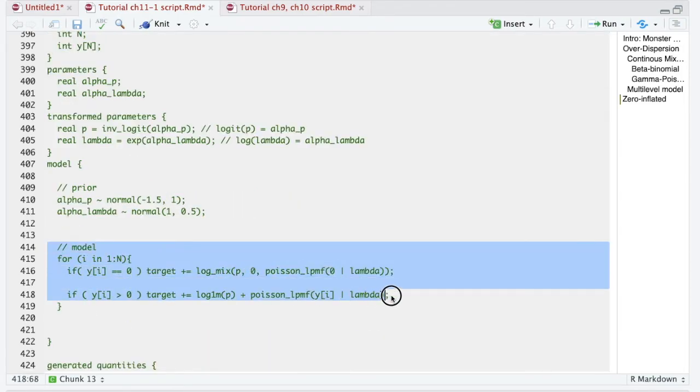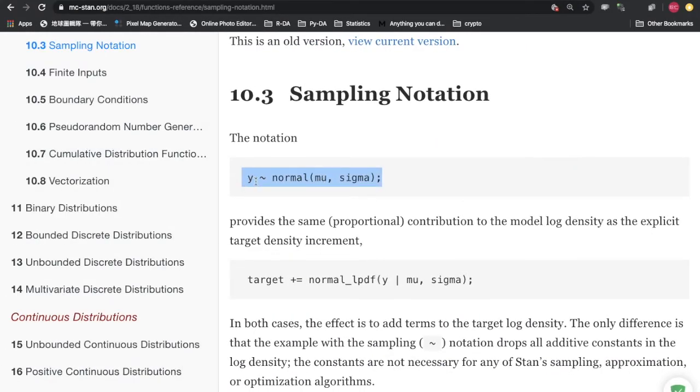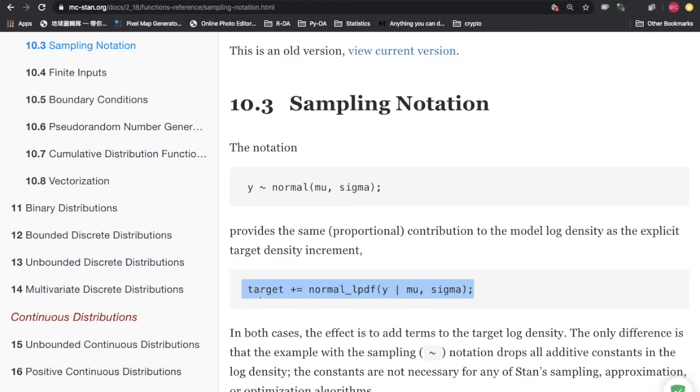The new things are in the model part. Here we have our log mix function and the log1m function. But you may be wondering what this target plus equals means. Let's look at the Stan guidebook again. The sampling statement we are familiar with is Y tilde normal mu and sigma, which means that the output Y should follow a normal distribution with mu and sigma. But this is actually a short version of target plus equals normal LPDF. So what is this target? Target is an implicit variable inside Stan, and it records all the likelihood functions you want to optimize. In our case, we don't have a short version like the normal function in Stan, so we have to use target plus equals with our customized likelihood function, like here.